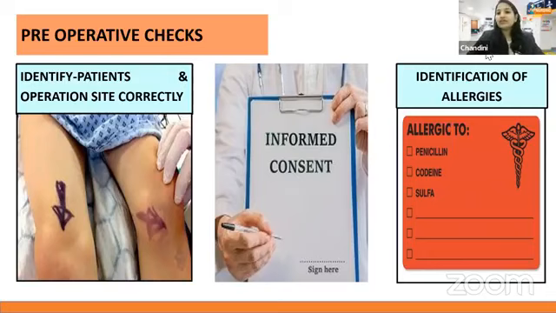The next is identification of allergies. Maybe the patient is allergic to a previous anesthetic medicine, or to some other medications. This allergy history can be found out beforehand, so that it will be helpful for the anesthetist to go for smooth functioning of anesthesia.